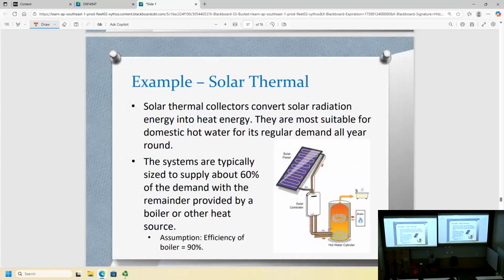So the first case study would be about the solar thermal collector. The solar thermal collector converts solar radiation energy into heat energy for heating up water. And they are most suitable for domestic hot water for its regular demand all year round.